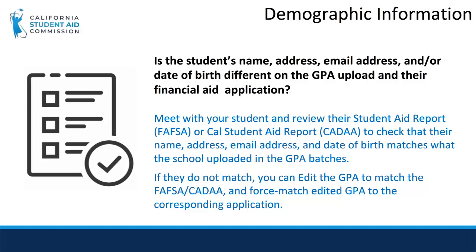You can meet with your students and review their student aid reports if they completed the FAFSA, or the Cal student aid reports if they completed the California DREAM Act application, to check that their name, address, email address, and date of birth matches what the school uploaded in the GPA batches. If it does not match, you can edit the GPA and then force match the edited GPA to its corresponding application. Please note that the GPA edit functionality does close every year on April 30th.